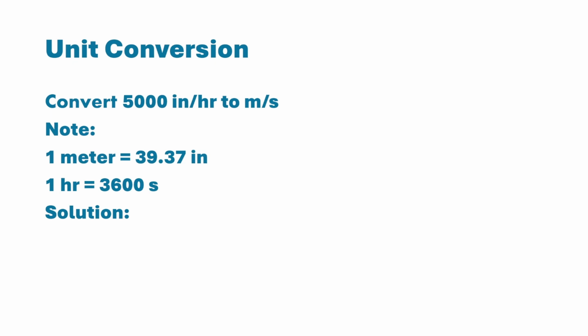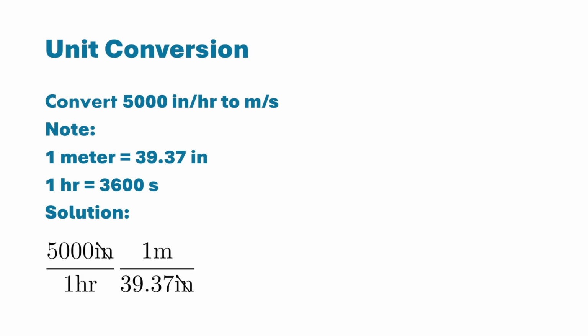Okay, so hopefully you paused and did that. So in this problem right here, we're saying convert 5,000 inches an hour to meters a second. And it tells us two things to know. 1 meter is 39.37 inches, and then 1 hour is 3,600 seconds. So what's the solution here? We're going to take our 5,000 inches an hour, and we're going to multiply by 1 meter divided by 39.37 inches, right? Again, that second fraction is just 1, because 1 meter is equal to 39.37 inches. And the inches are going to cancel. So now we have 5,000 meters over 39.37 hours, right?